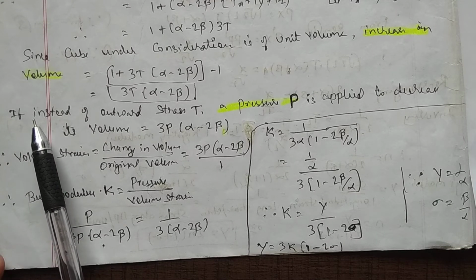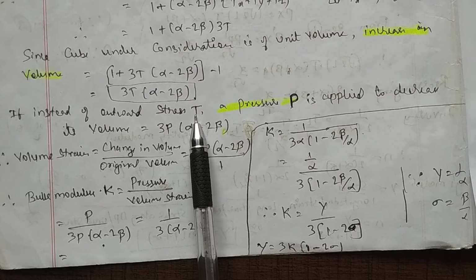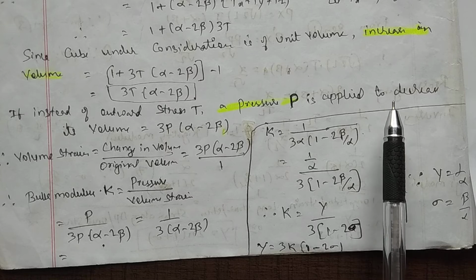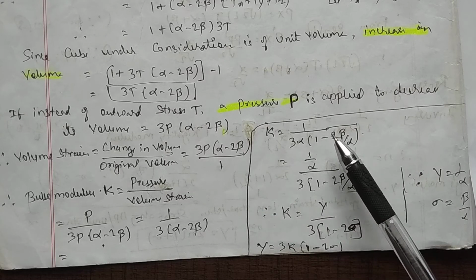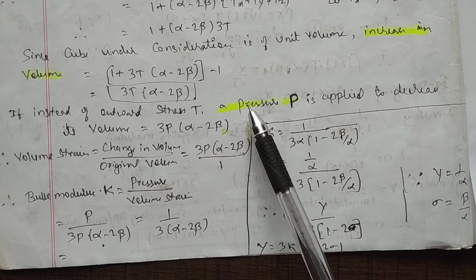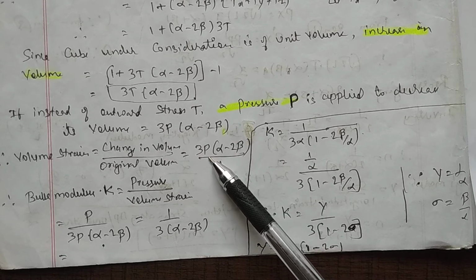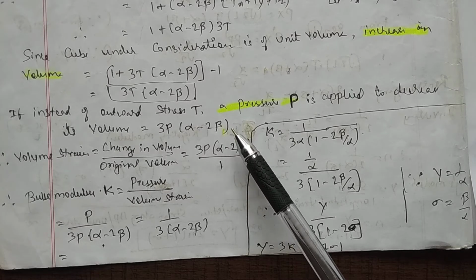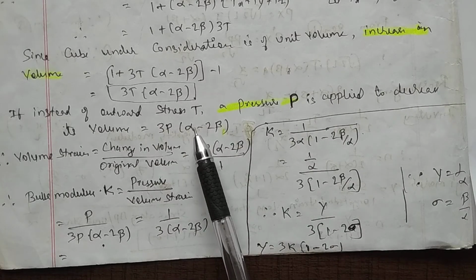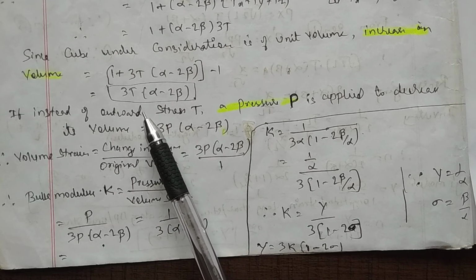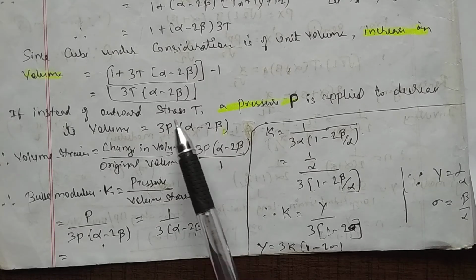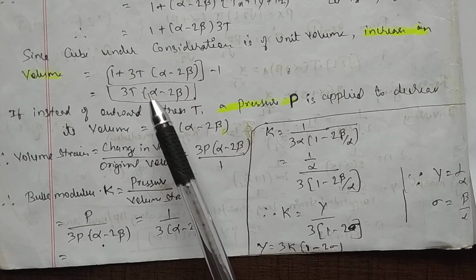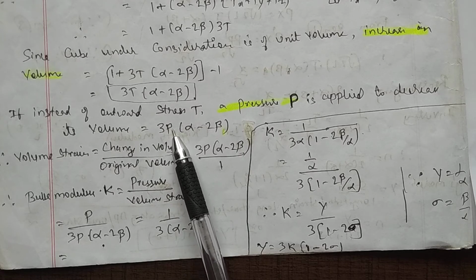Next, instead of the outward stress, if we apply a pressure to decrease the volume, that is, the pressure is applied in the inward direction while the stress was in the outward direction, now if you apply the pressure in the inward direction on all the faces, then the change in volume will be 3p into (alpha minus 2 beta). Instead of T, the outward stress, it is replaced by the pressure.